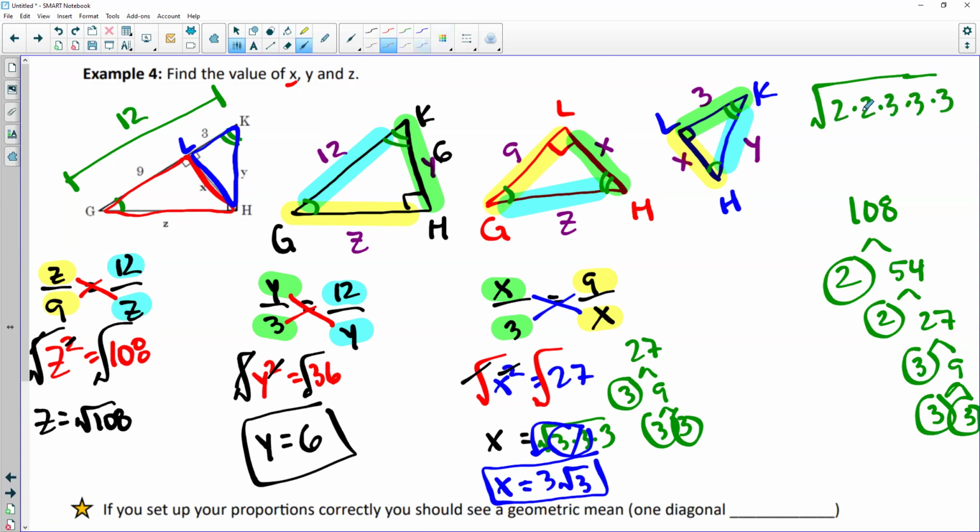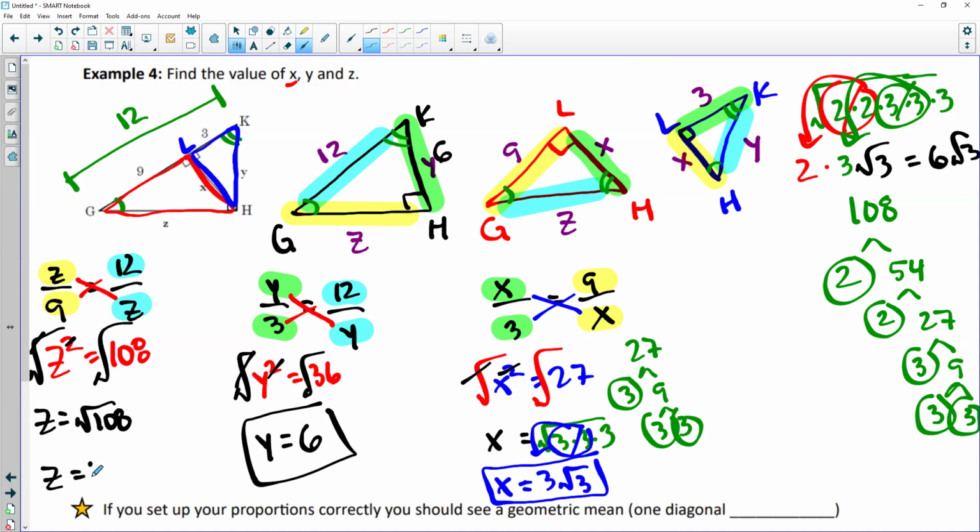When I simplify here, I've got a pair of 2's, so 1 comes out. Then I have a pair of 3's, so a 3 comes out. And then we're left with just a square root of 3. When we multiply the numbers in front, 2 times 3 is 6, so 6 root 3. So our square root of 108 simplified becomes 6 root 3. Okay, and so that represents our values for x, y, and z, and with that, we finish up example 4.